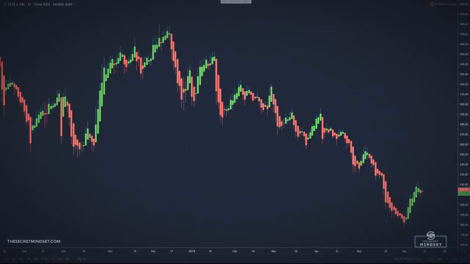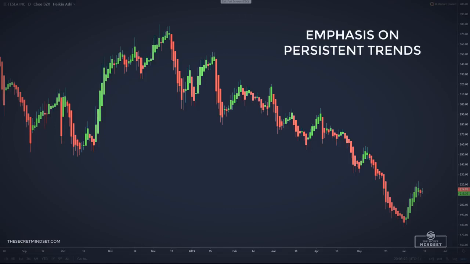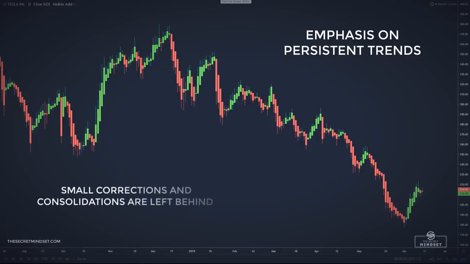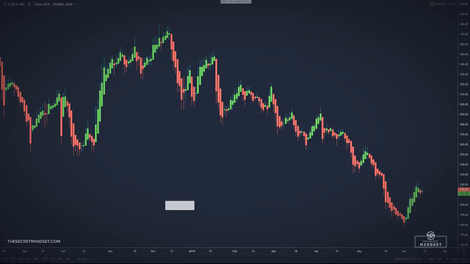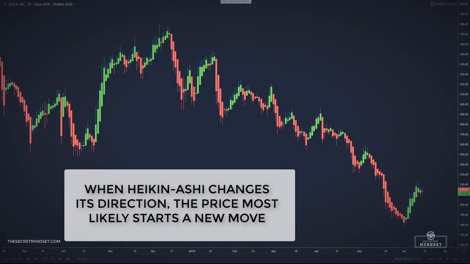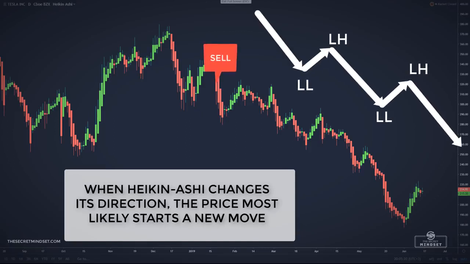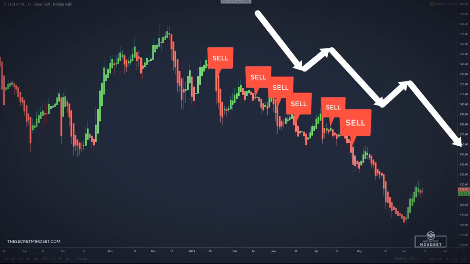On higher time frames like the 4-hour or on the daily chart, the Heikin Ashi trading style puts an emphasis on persistent trends. Small corrections and consolidations are left behind, and they are barely visible on the chart. You will notice that when the direction changes on a Heikin Ashi graph, the price most likely starts a new move. This helps to distinguish between the potential beginning and the end of a trend. Since chart noise is filtered, you basically trade a naked trend.